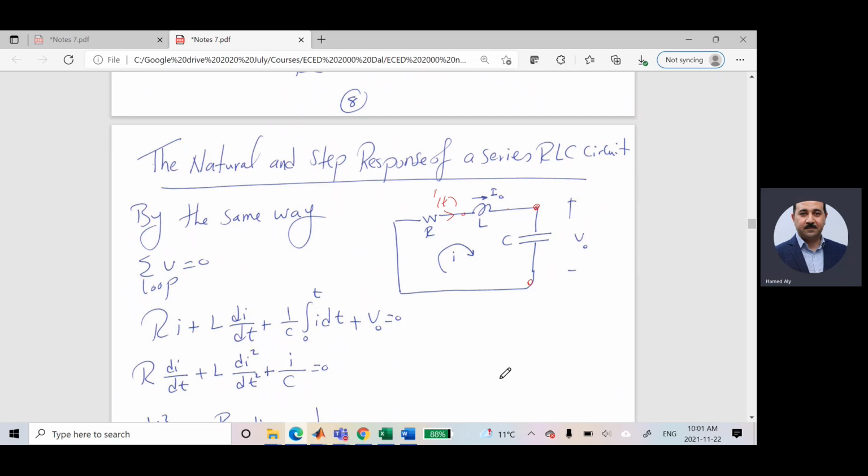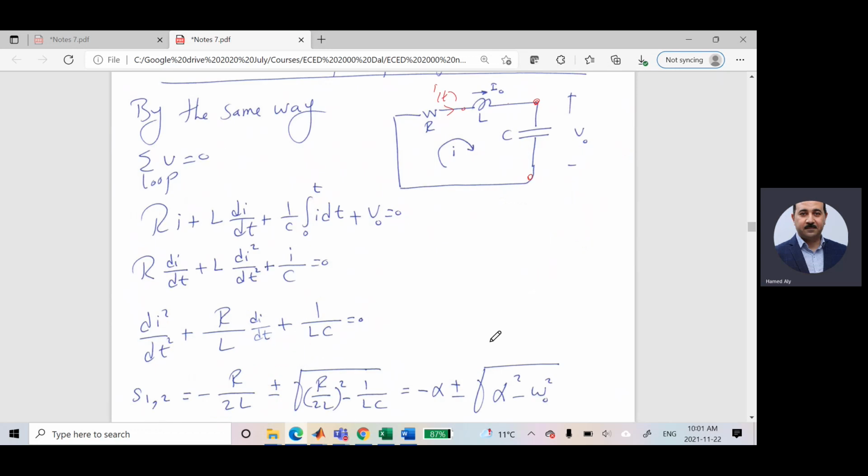I will simplify this circuit, or this equation, sorry, and rewrite it again. If you try to simplify this equation, it could be written as d²i/dt² plus, so I will divide all terms by L. So this guy will be R over L, L over L, I over LC. And this is what I did here.